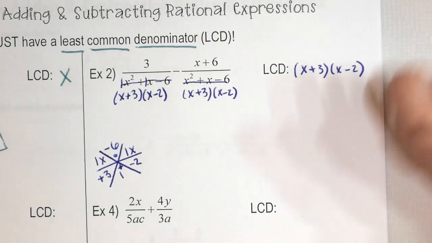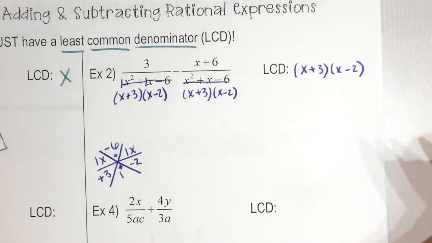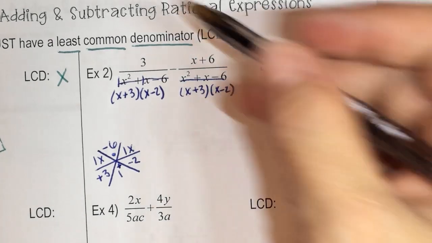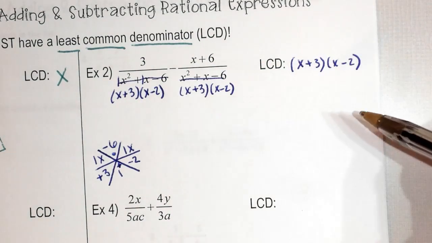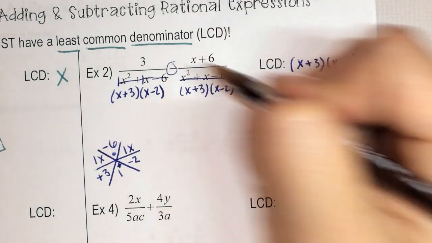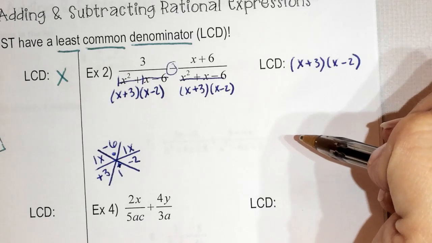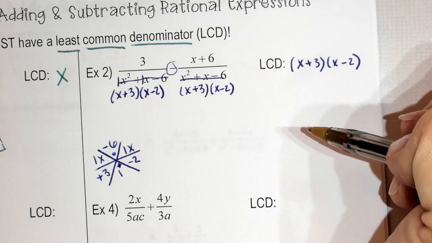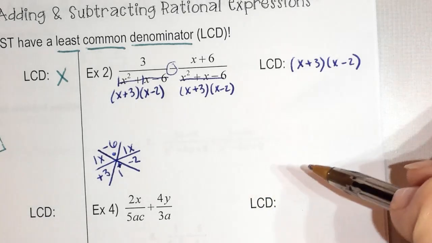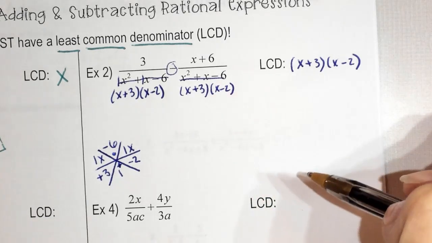Now, because they already match, do I need to change anything? No, because they already match. But I do have to simplify the numerators. When they match, I can just combine, right? But what symbol do I have in the middle? Subtraction. Now, this is where the most mistakes are made with this unit, is that when there's subtraction, you have to bring it up, okay, and not forget about it.